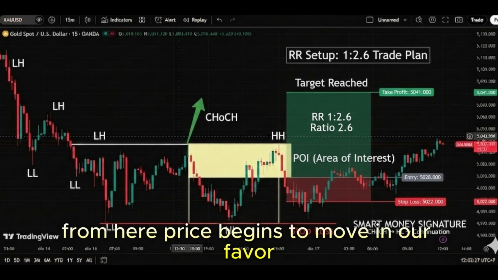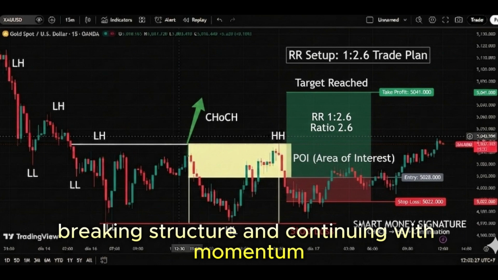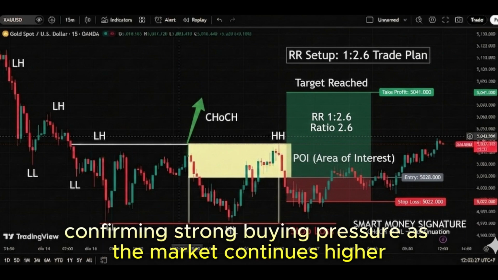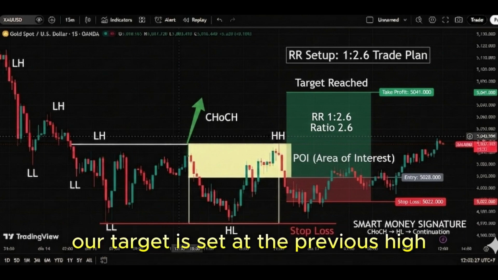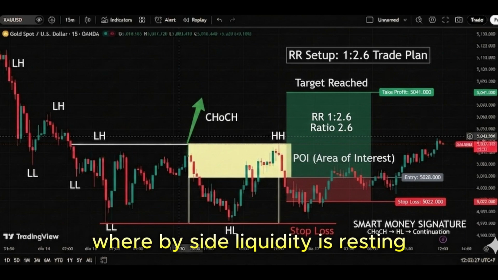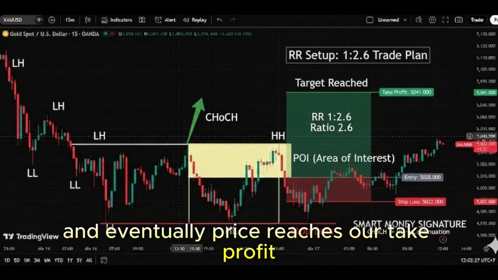From here, price begins to move in our favor, breaking structure and continuing with momentum. We can see a clear displacement, confirming strong buying pressure. As the market continues higher, our target is set at the previous high, where buy-side liquidity is resting. And eventually, price reaches our take profit.